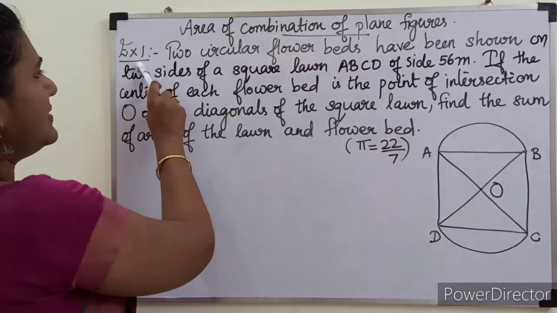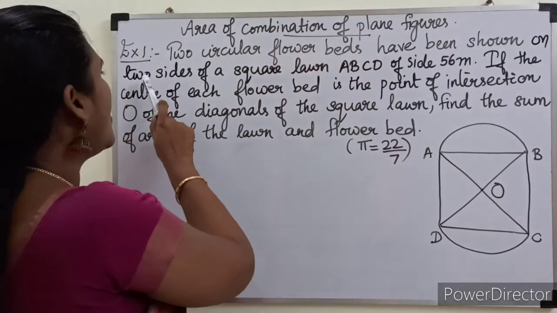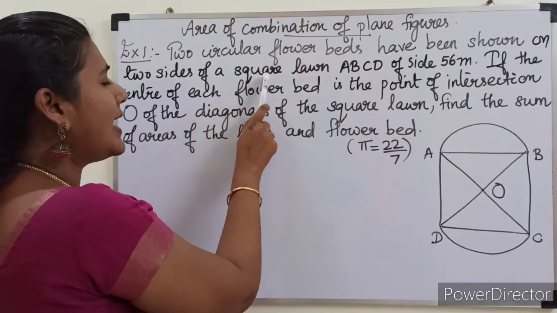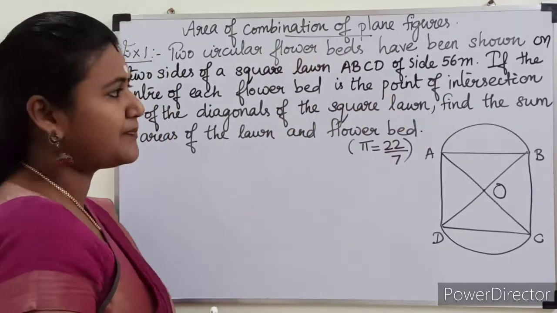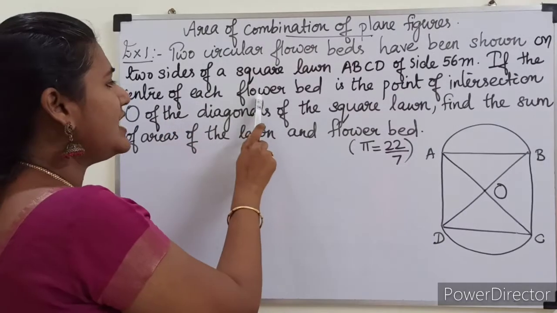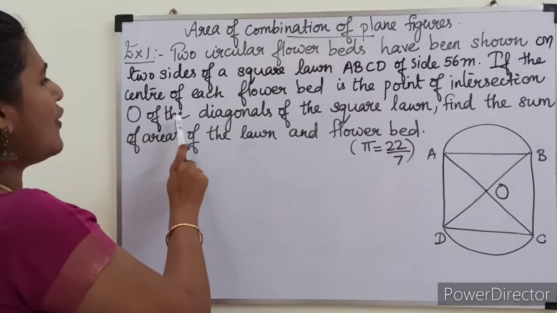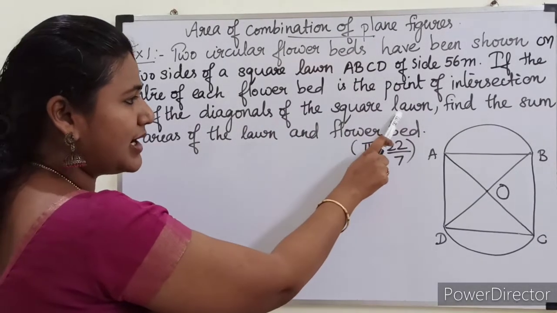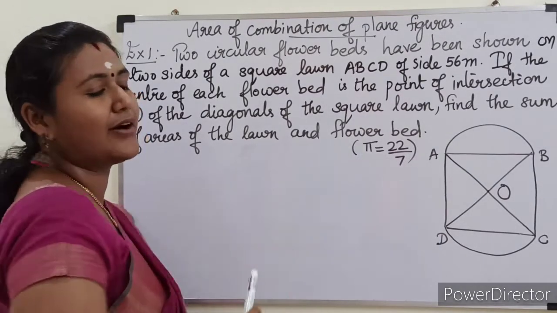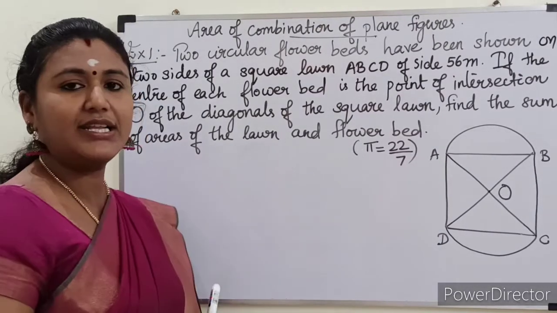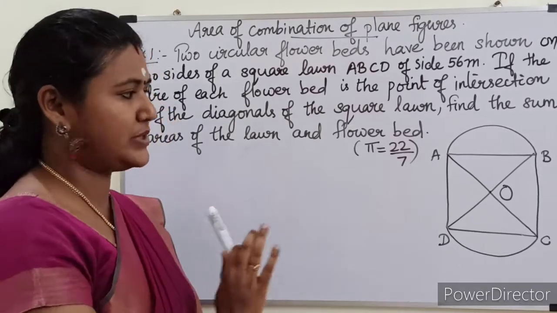So the first question: two circular flower beds have been shown on two sides of a square lawn ABCD of side 56 meters. If the center of each flower bed is the point of intersection O of the diagonals of the square lawn, then find the sum of areas of the lawn and the flower beds. Here we take the value of pi as 22/7. Now we will see what the question is.